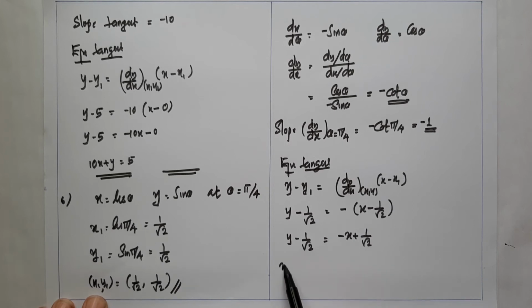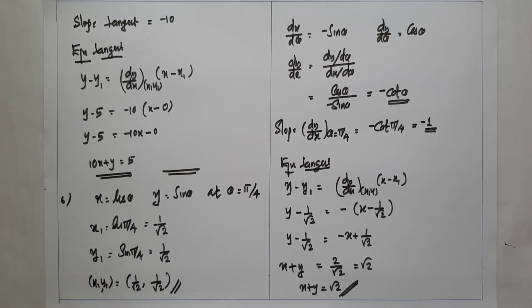Minus x to the left side, we get x plus y is equal to 1 by root 2 plus 1 by root 2, that is 2 by root 2, which is equal to root 2, because 2 is root 2 the whole square. That is finally we get x plus y is equal to root 2, which is the equation of tangent. These are some direct problems using the formula.